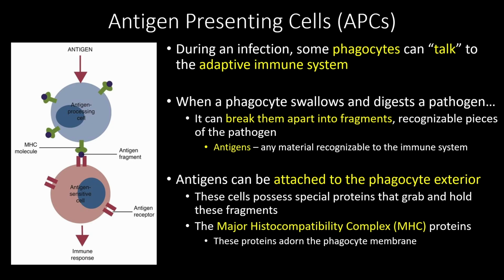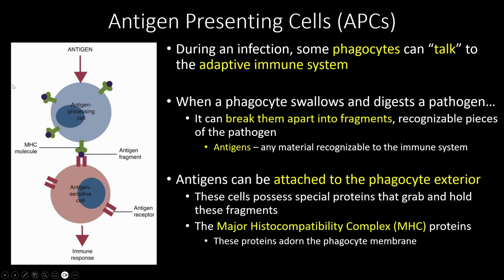These are special proteins that adorn the outside of a phagocyte. Their job is to hold on to an antigen. And this is essentially now show and tell. Okay? So the antigens are placed onto the MHC proteins, and the phagocyte will take the antigen and bring it around to all of these different adaptive immune cells and show it to them. And present it to them like, hey, do you recognize this? Do you recognize this thing?